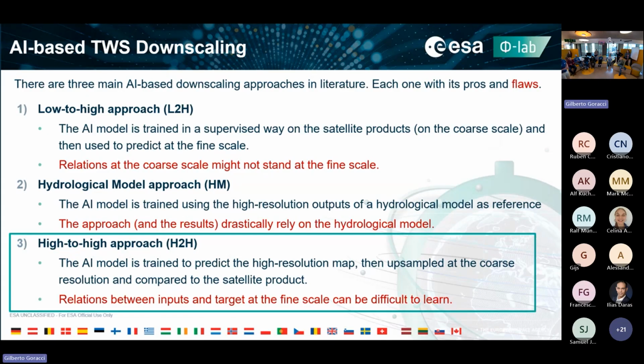Then we have the eye-to-eye approach, in which we train the model to predict a map that is already at the high resolution. We upsample it to the coarse resolution, and we compare it to the satellite product. So this is probably the most coherent way. However, the relations between inputs and targets at the fine scale are, of course, difficult to learn because we don't have constraints at the fine scale. So the only term in the loss function that we have is the difference between the upsampled map and the satellite.